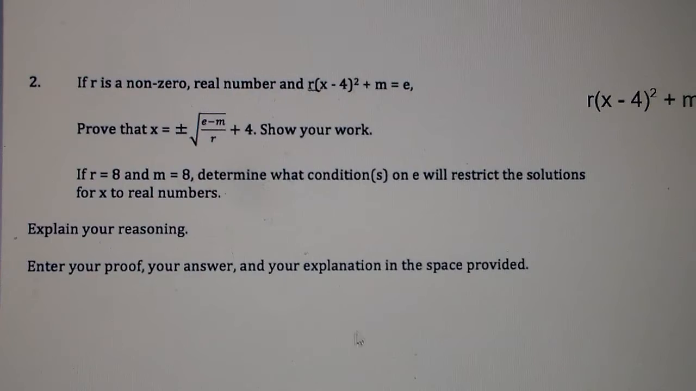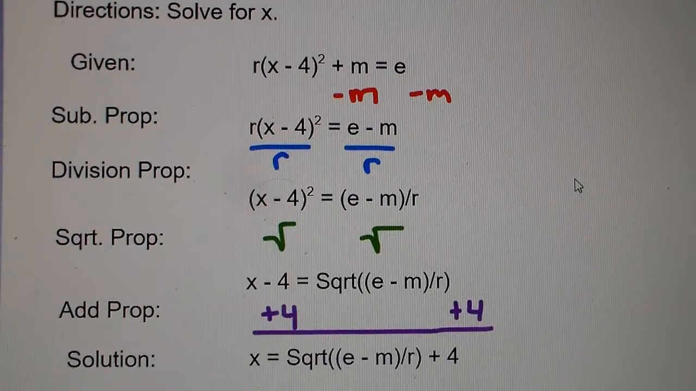Alright, number 2. This is what the problem will look like. Our goal is to solve for x again: prove that x is equal to plus or minus the square root of (e − m)/r, plus 4. Show all your work, meaning show all your details. Here are all my details. Directions: solve for x. This is what you're given. I want to get x by itself, so I do all my inverse operations. The opposite of plus m is subtract m from both sides. That's why I get r(x − 4)² is equal to e − m.